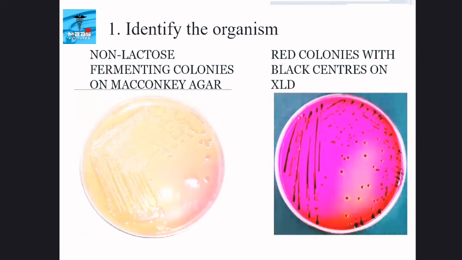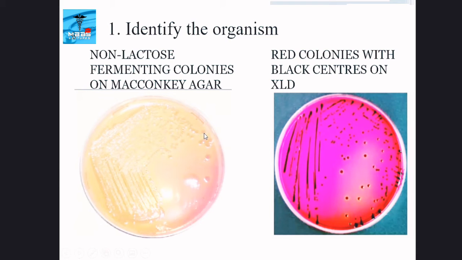Identify the organism. Here two plates are kept. The first is on MacConkey agar. We get pale or colorless colonies on MacConkey agar, that is, non-lactose fermenting colonies. So it is clear that non-lactose fermenting colonies are obtained on MacConkey agar.